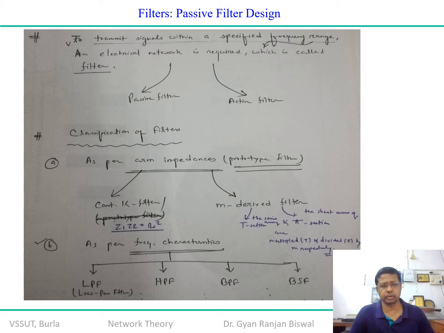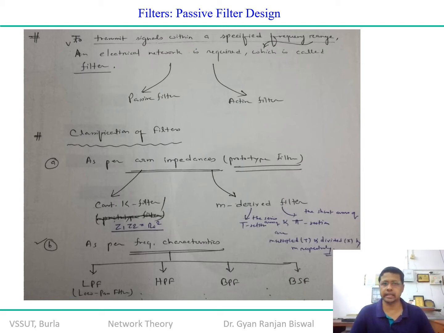Okay, what is the purpose of constant K filter? Generally, constant K filters are used typically for the prototype development. And in that case, Z1 and Z2 are indicating the series impedance and the shunt impedance of the network. That means a filter has some series impedance and also some shunt impedance. So the overall series impedance is going to be designated by Z1, whereas the overall shunt impedance of that particular network or filter is designated by Z2.